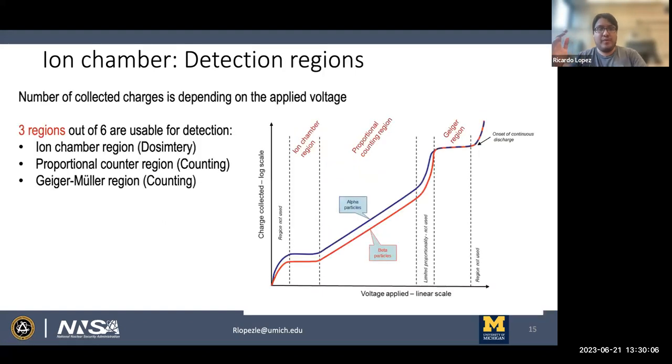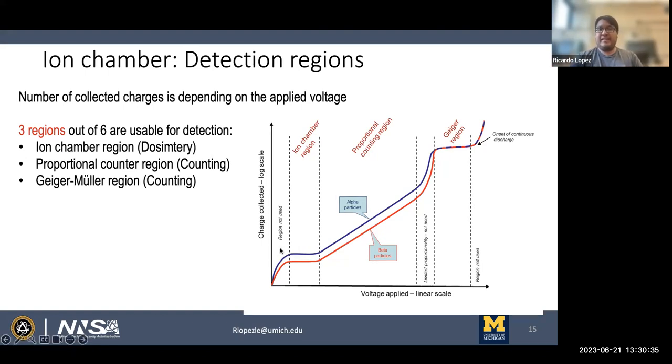When you operate an ion chamber, it's really important what voltage you're applying between your two plates. You can operate under various regions, depending on the applied voltage. If you look at the plot here, the x-axis represents the applied voltage, and the y-axis represents how much charge you collect for a particular event.